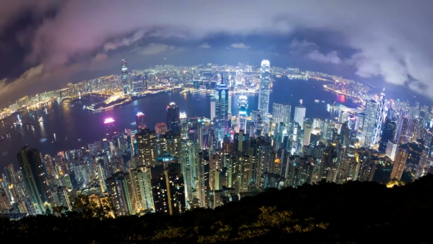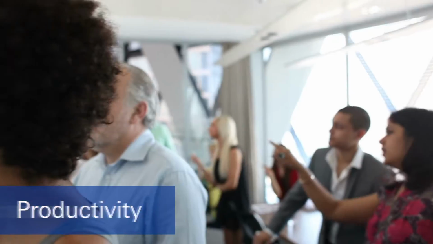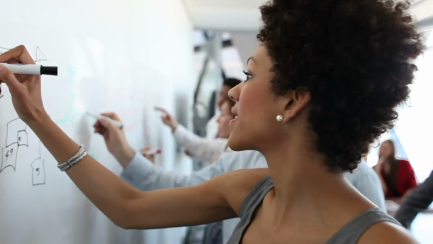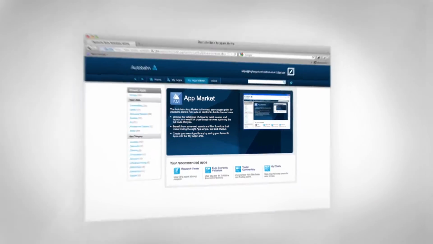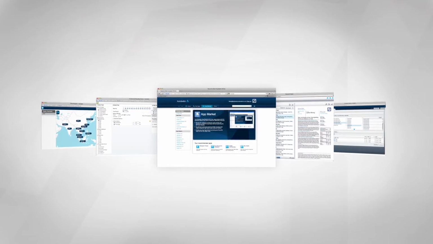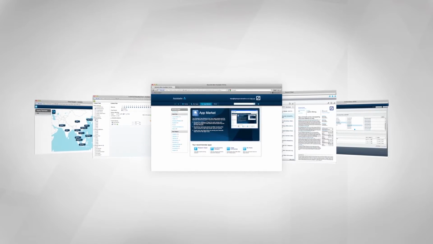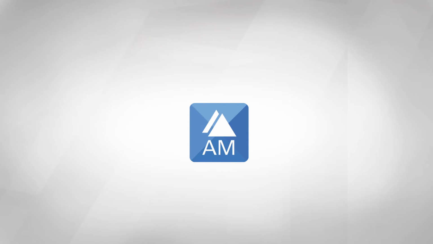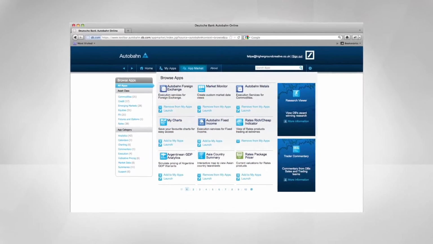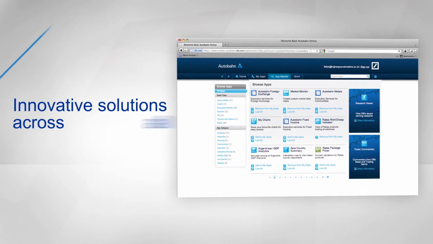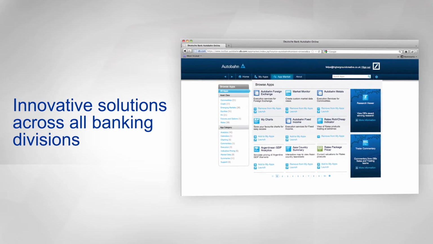In a fast-moving global economy, efficiency, productivity, and innovation are key to our and our clients' success. Autobahn, Deutsche Bank's award-winning electronic distribution service, provides clients with global access to a broad range of market-leading services, enabling them to operate efficiently and allowing them to safely navigate complex market environments. The Autobahn App Market, the next generation of Autobahn, is the first app-based electronic distribution service in the finance industry, offering innovative solutions from all of our corporate and investment banking divisions.